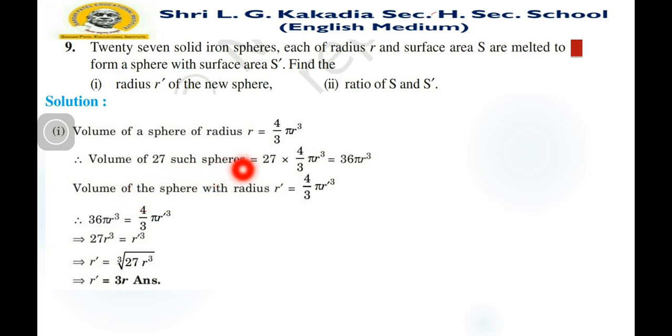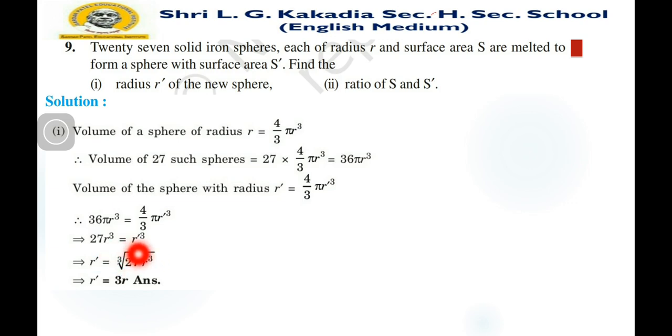Now we melt it and make a big sphere from these small spheres. Then we get the volume of the new sphere with radius r dash is equal to 4 by 3 pi r dash cube. Now comparing both the volumes, because both volumes are equal. So here we directly take 27 into 4 by 3 pi r cube is equal to 4 by 3 pi r dash cube, so that we get 27 r cube is equal to r dash cube.